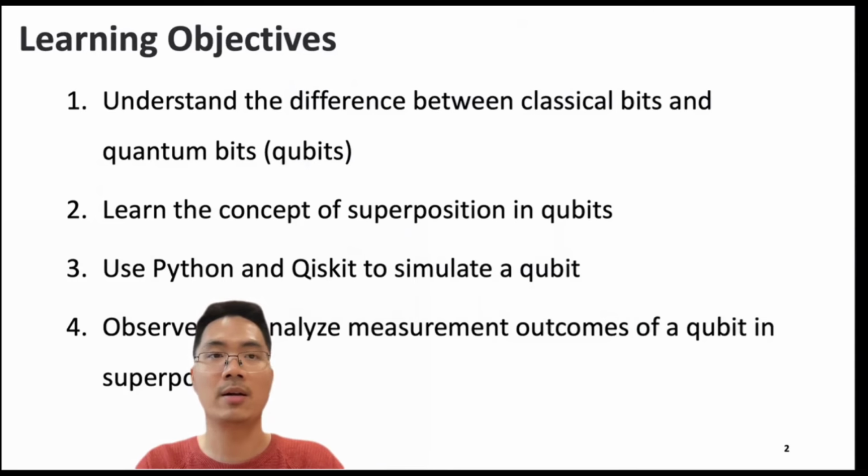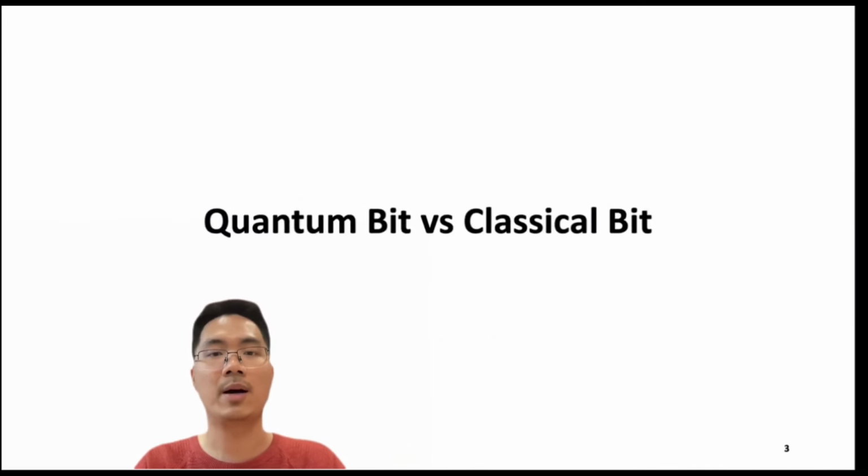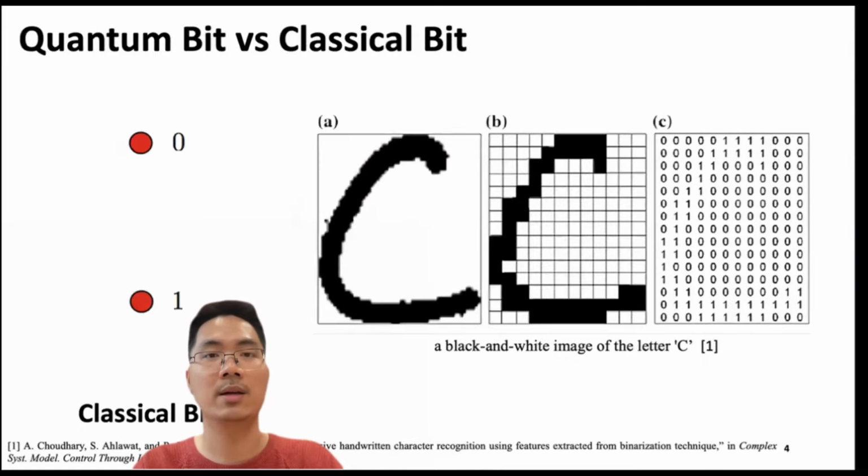There are four learning objectives today. First, we will understand the differences between classical bit and quantum bit. Then we will learn the concept of superposition in qubit. We will use Python Qiskit to simulate a qubit, and we will observe and analyze measurement outcomes of a qubit in superposition. First, let's talk about quantum bit and classical bit.